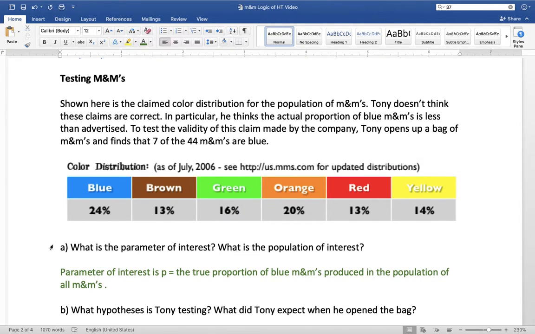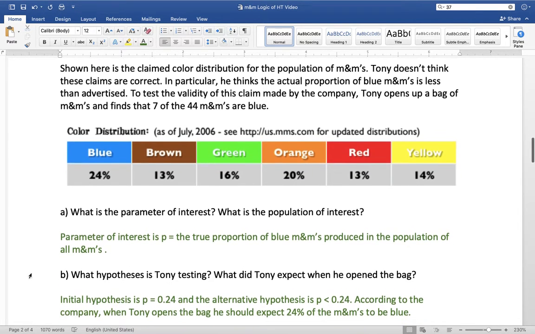So what is the parameter of interest to Tony, and what is the population of interest? The parameter of interest to Tony is p, the true proportion of blue M&Ms produced in the population of all M&Ms. So he is testing this claim made by the company that 24% of all of their M&Ms produced are blue. So that's the parameter of interest. The population of interest is the population of all M&Ms.